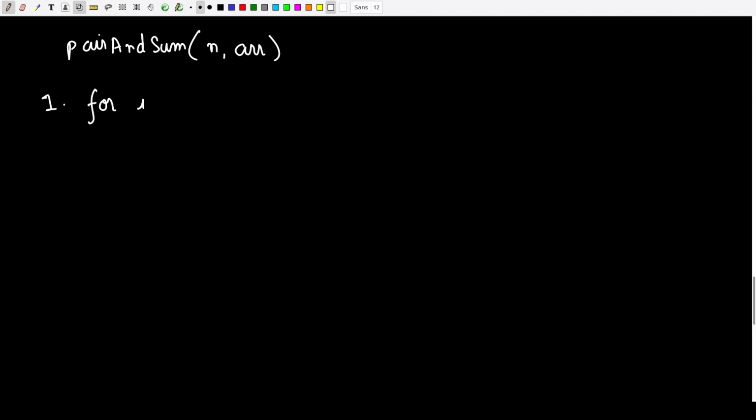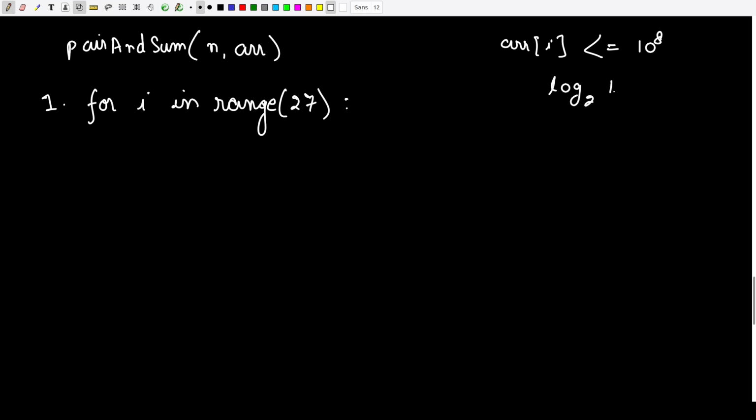So let us say for i in range of 27. The reason I am taking 27 here is because the question mentions that the maximum value arr[i] can have is 10 to the power 8. If you take log base 2 of 10 to the power 8, you will get 26 point something, which I am roughly translating to 27. So we could have 27 bits at most, and that is why I am iterating on only 27 bits.